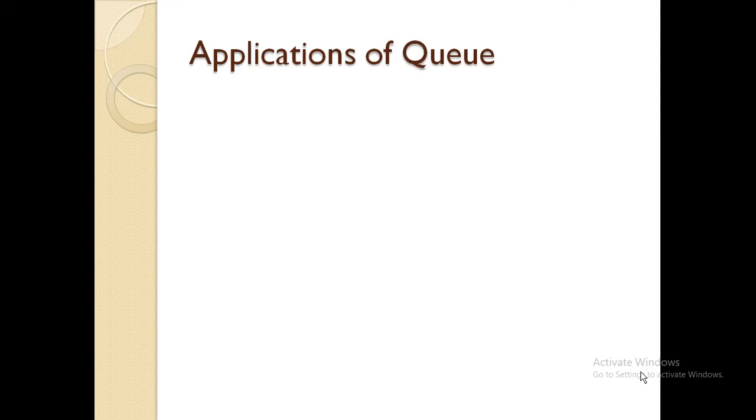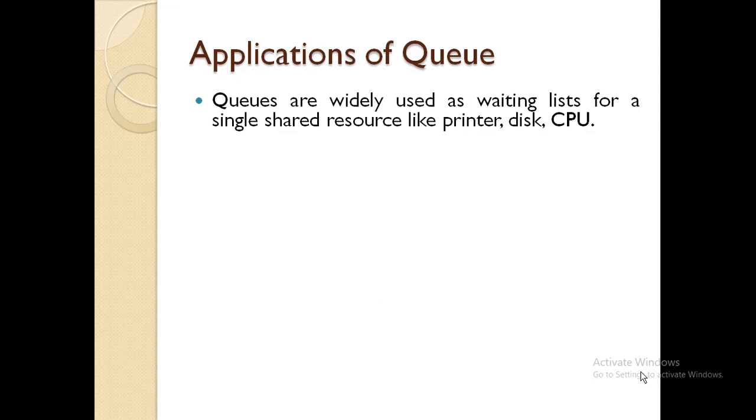There are different application areas of queue. One of them is that queue is used for the waiting list for a single shared resource like printer, disk, CPU. For example, if we have a shared printer in a lab, and everyone wants to take a printout, the student who gives the print command first will be inserted into the queue first, and that student's printout will come first. The student who gives the print command last will be inserted last in the queue, so that student has to wait for other students to finish their printouts.